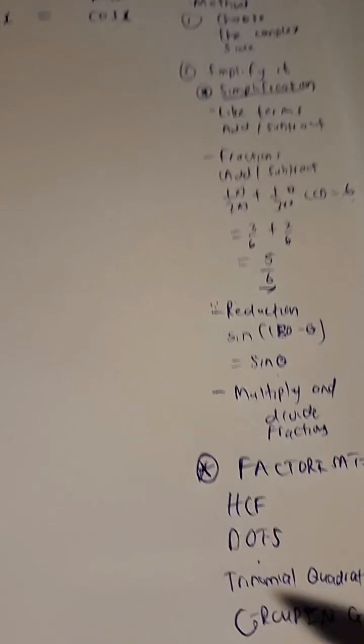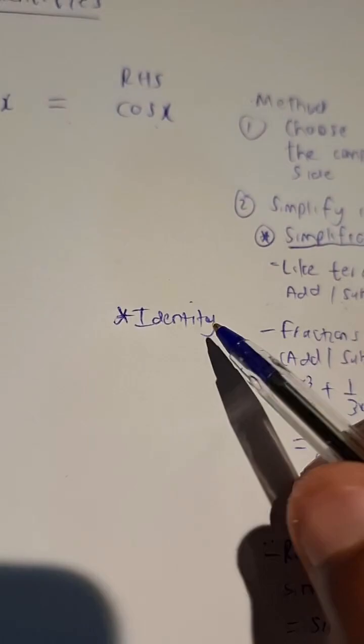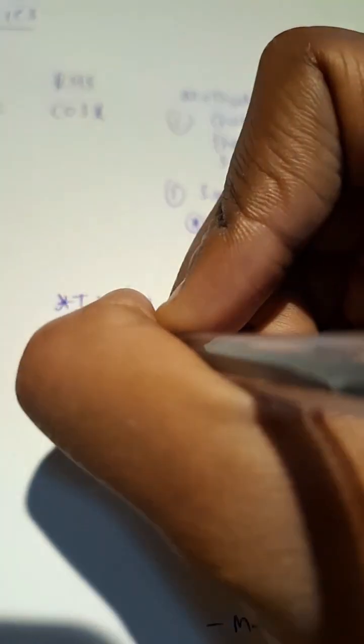And then the third strategy is being able to basically use your square identity.